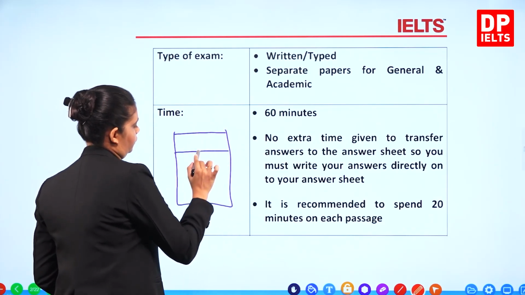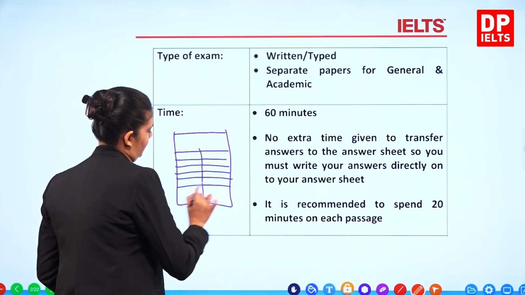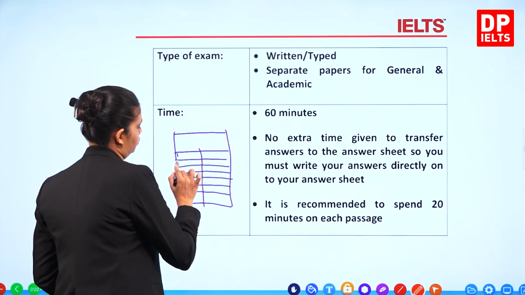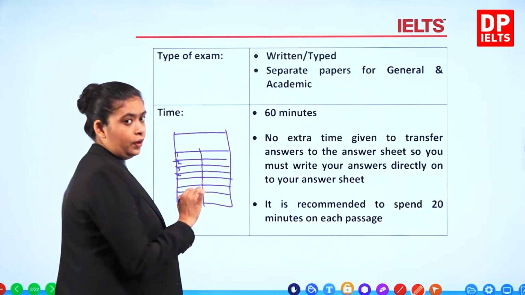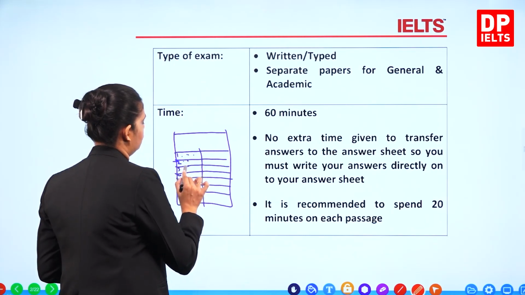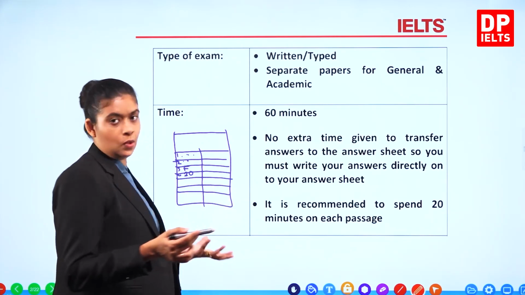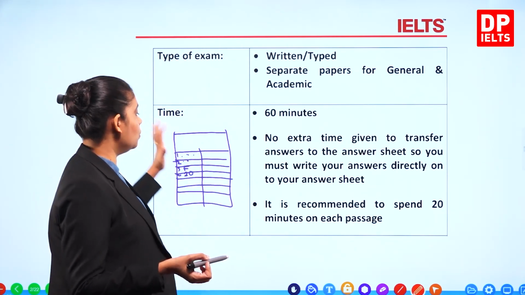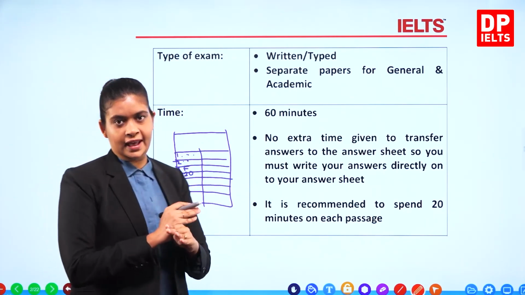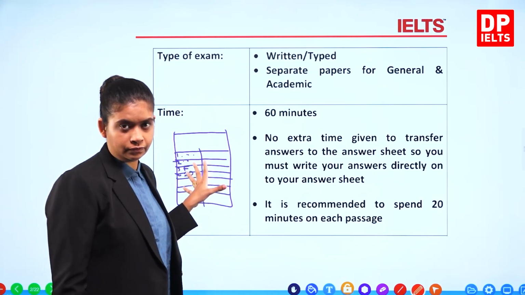Here you have to fill in your details, and then it's a grid like this. So 1, 2, 3, 4, and you have to write your answer here. Is it true, false, not given, or is it 20? You have to write your answers. You will not be given extra time to transfer your answers here.